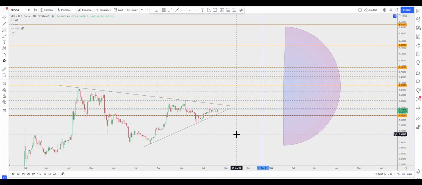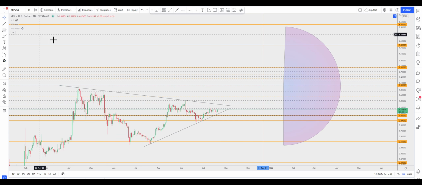But so for example, if this behavior here on XRP is true, if we are correct about this, then we are talking about the early stages of a bull run. I mean, the continuation of a bull run. So this is a bullish trend.